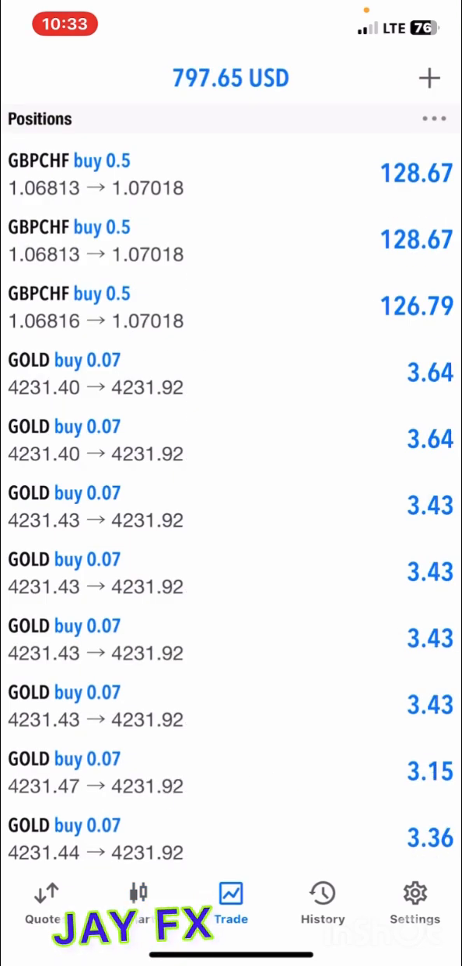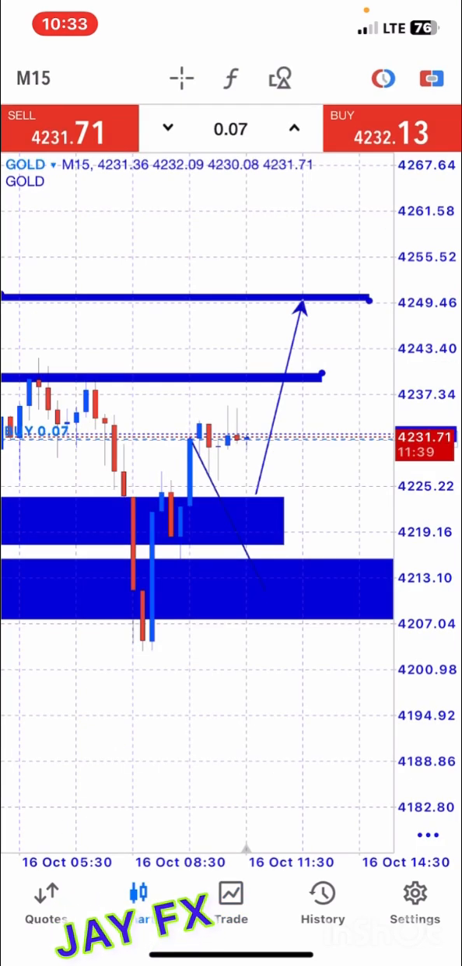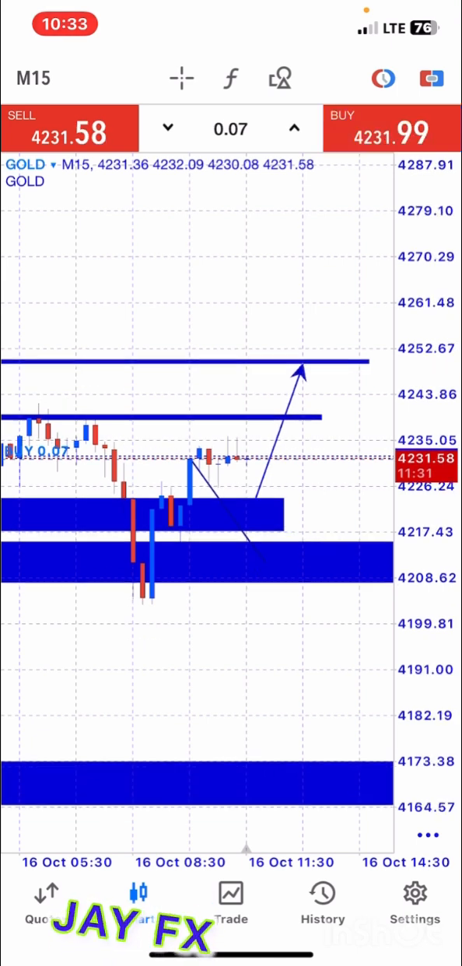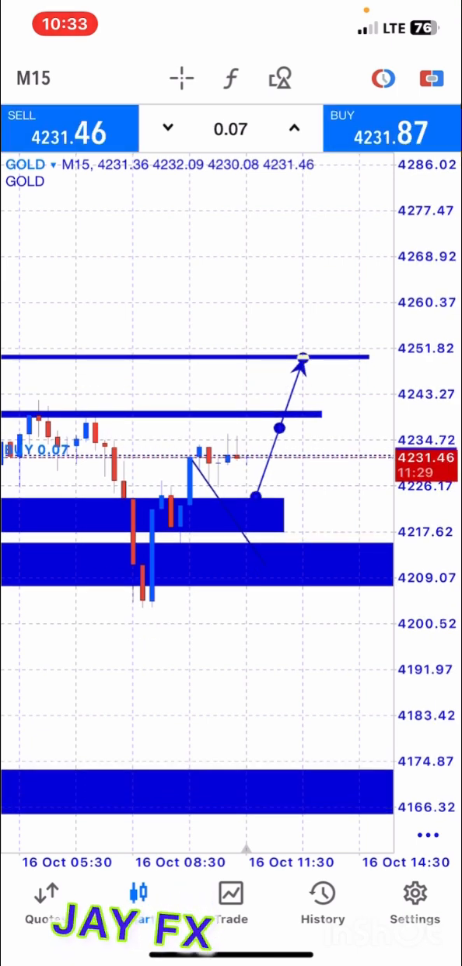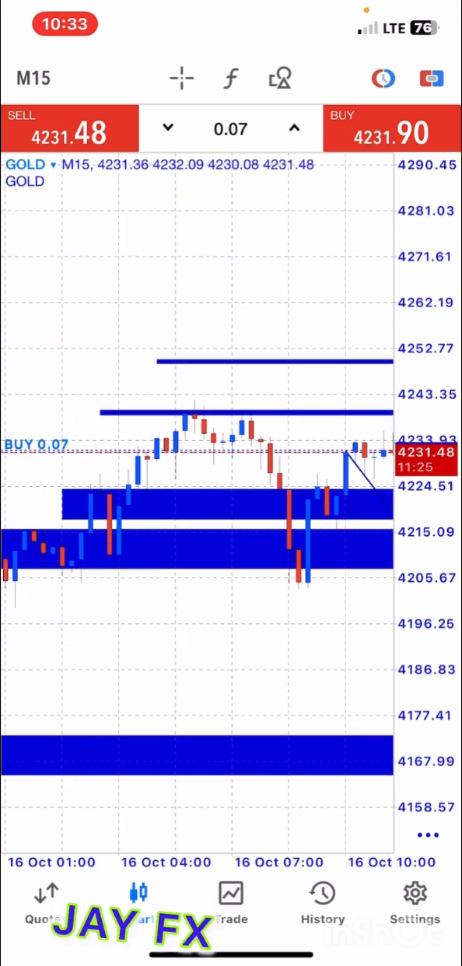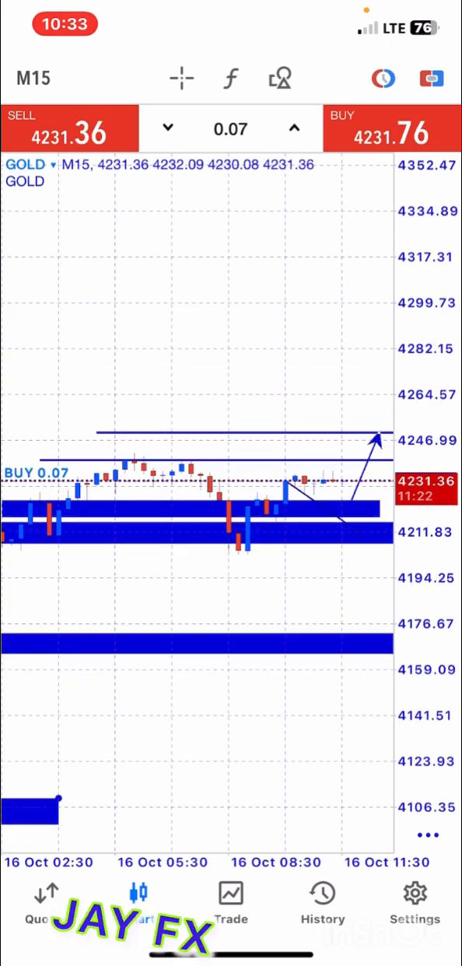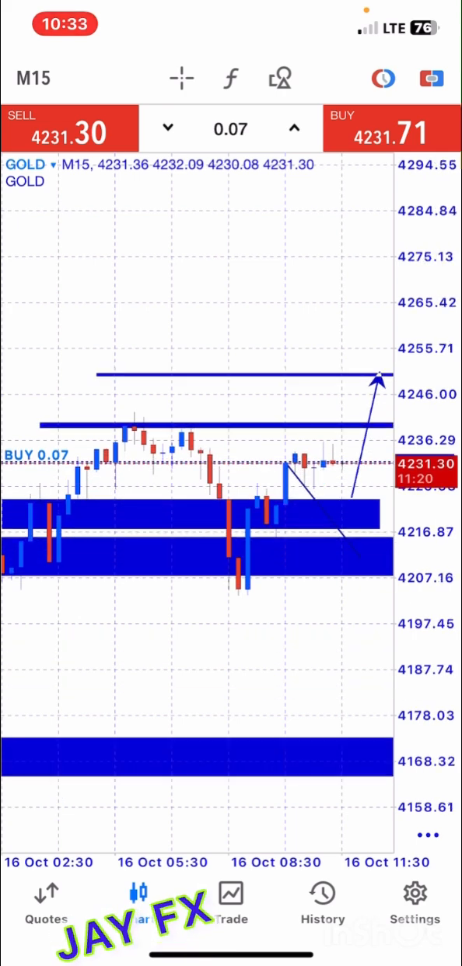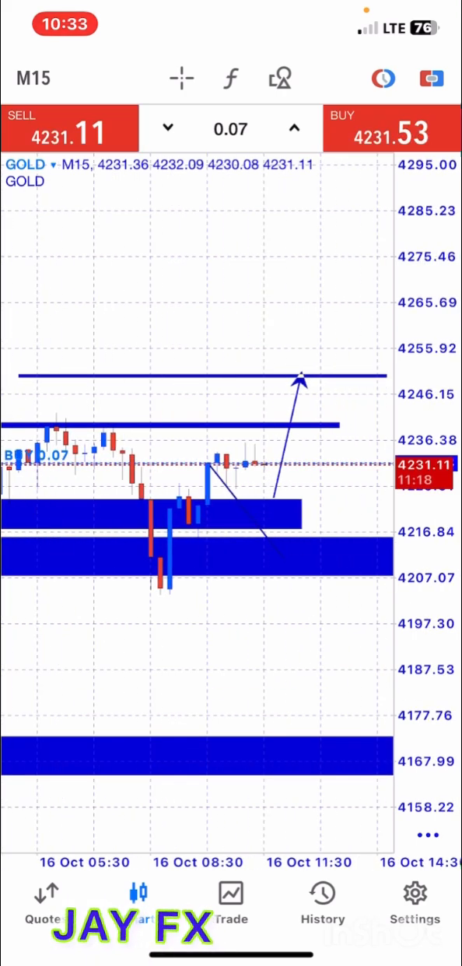So what we'll be waiting for is to make some cash from gold, and then we close gold. In case you ask me, where am I going to place my stop loss? The stop loss is very clear. It's not going to go far.